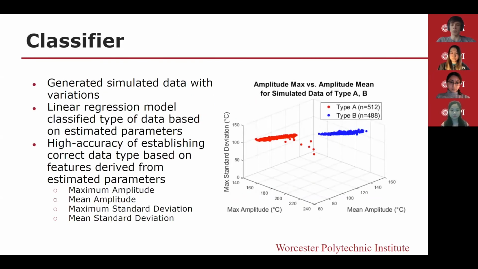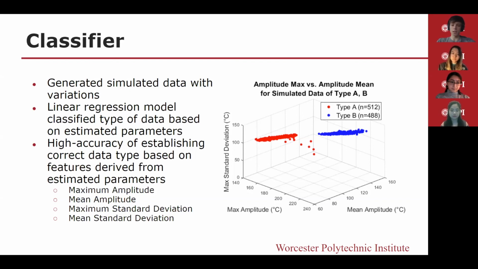A linear regression model was used to classify different tissue types based on the estimated parameters from the ensemble Kalman filter. We created simulated surface temperature data points with variations in amplitude, and we passed the simulated data through our estimation framework to obtain specific parameters of the data, such as the amplitude and standard deviation. We use the estimated parameters to create predictors in the linear classification model to properly detect the generated type of data. Examples of predictors used were the maximum of the estimated amplitude, the maximum of the estimated standard deviation, and then the mean of both as well.